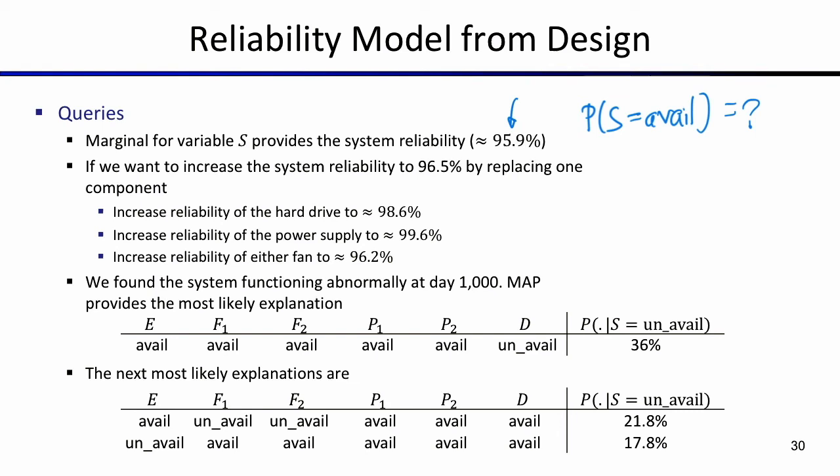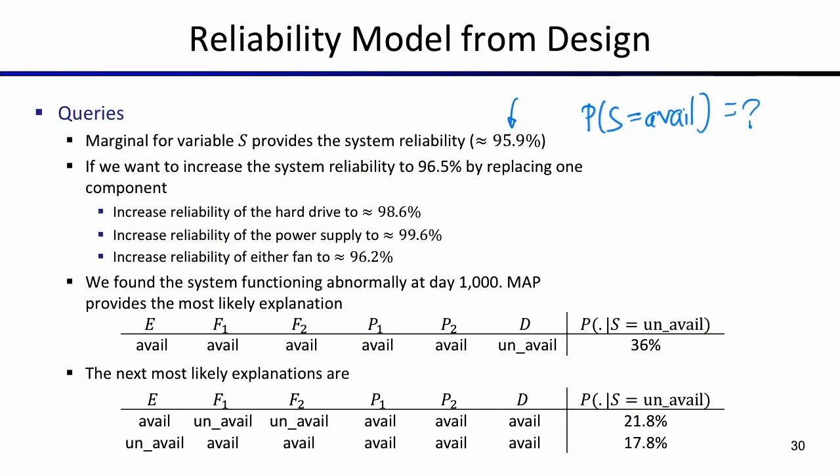So we expect that 95.9% of the time the system will be available, will be working. So if you have 1,000 days, we expect that a little under 5% of the days the system was not available. Of course, if you are system administrators, we are interested in increasing the availability of the system, right?